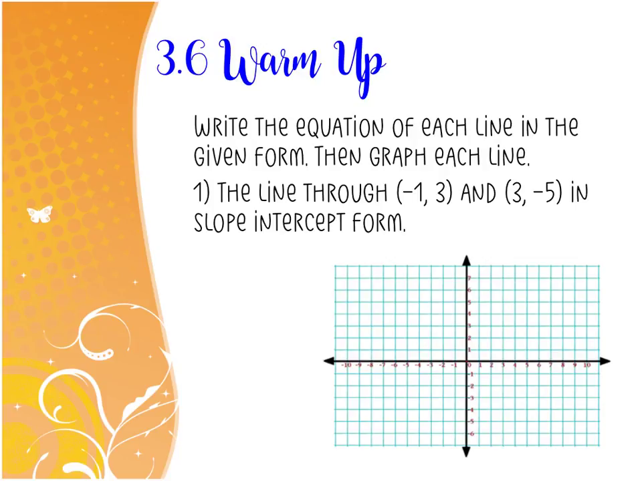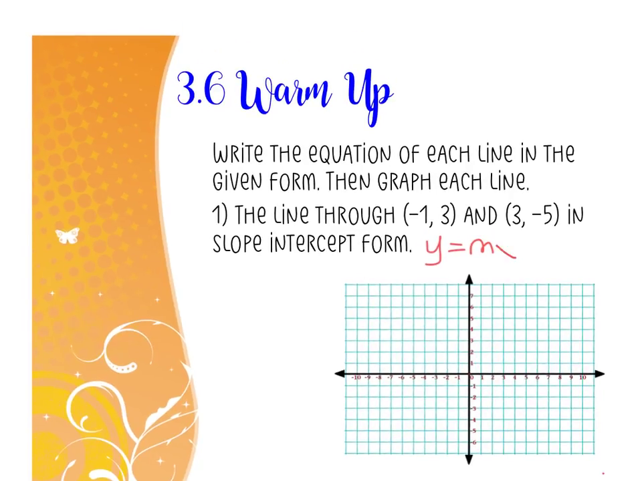So the first thing would be what slope intercept. Good. Y equals mx plus b. So for this equation, I need the m and I need the b. Do I have either of those? No. How do I find m? Y2 minus y1 over x2 minus x1. I can make this one my ones and this one my twos. And again, it doesn't matter as long as you're consistent.